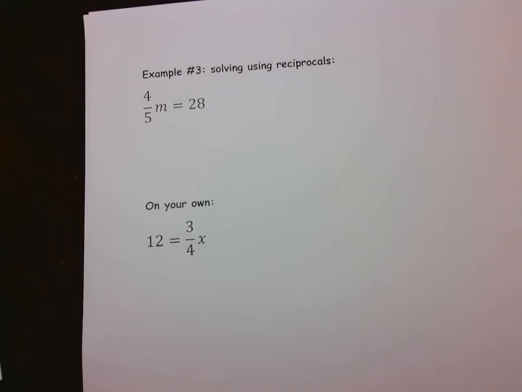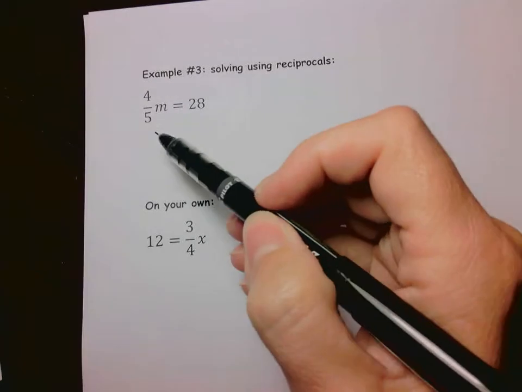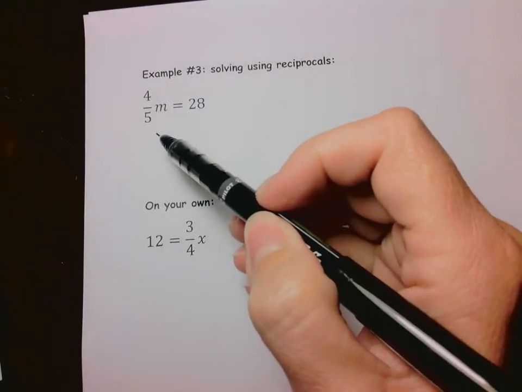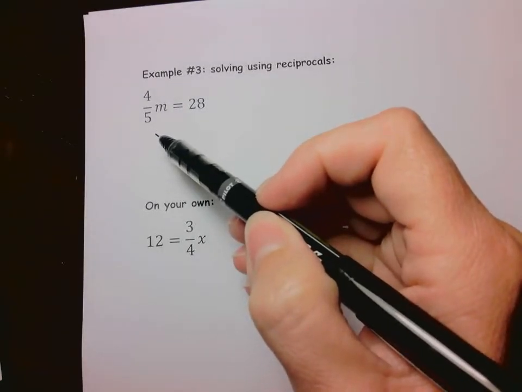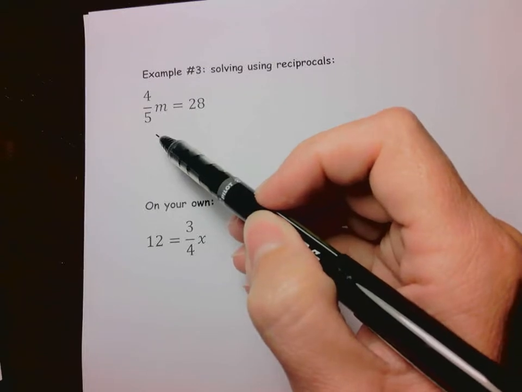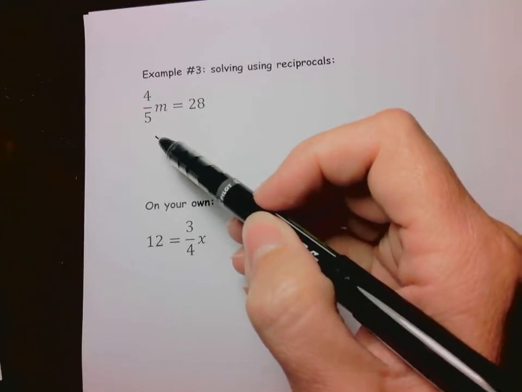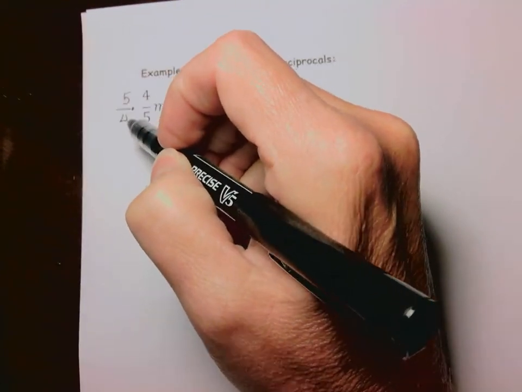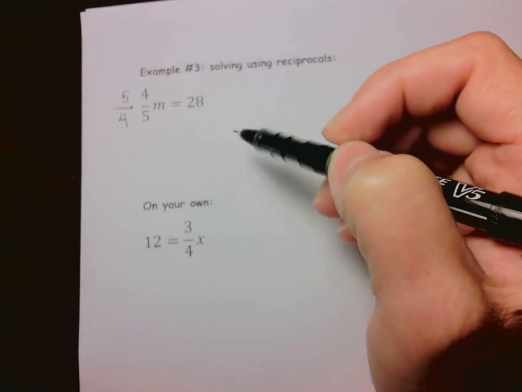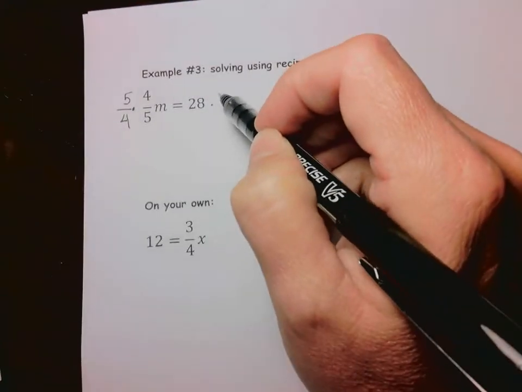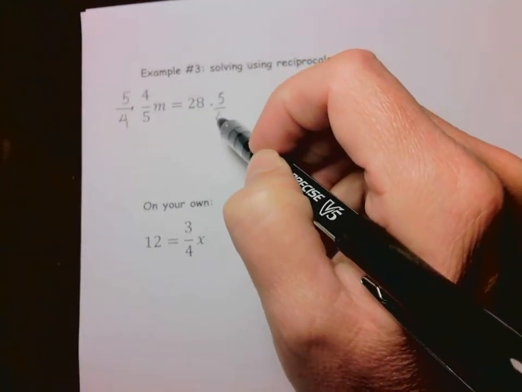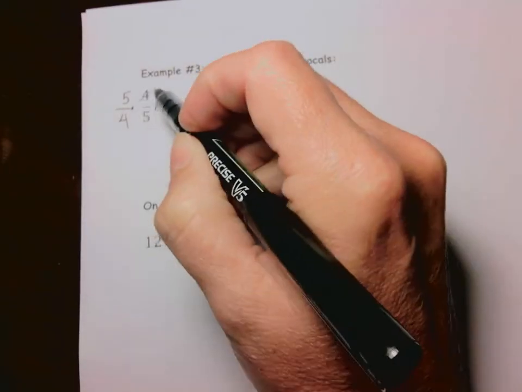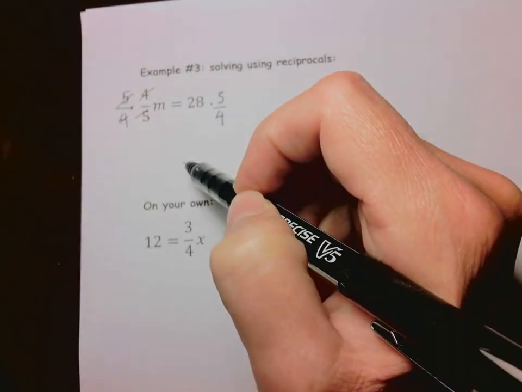4/5 m equals 28. Again, I want to get the variable by itself on one side with a coefficient of 1. Right now I have a coefficient of 4/5. So how do I make this 4/5 1? I multiply it by the reciprocal. So I'm going to multiply it by 5/4. But what I do to one side, I have to do to the other. So then when I cross reduce, that's going to become 1m.